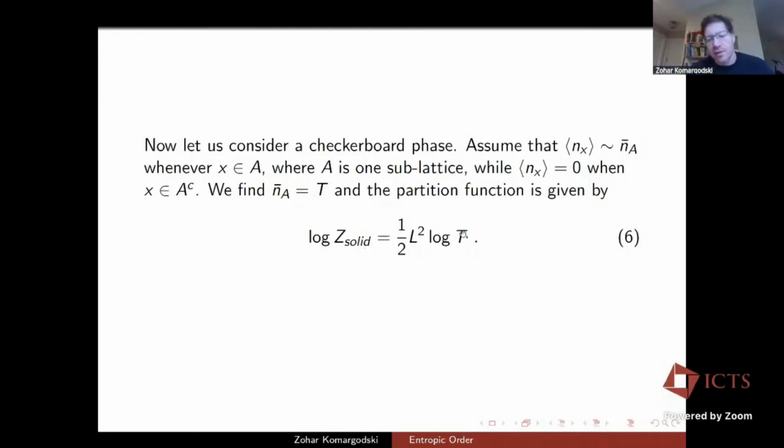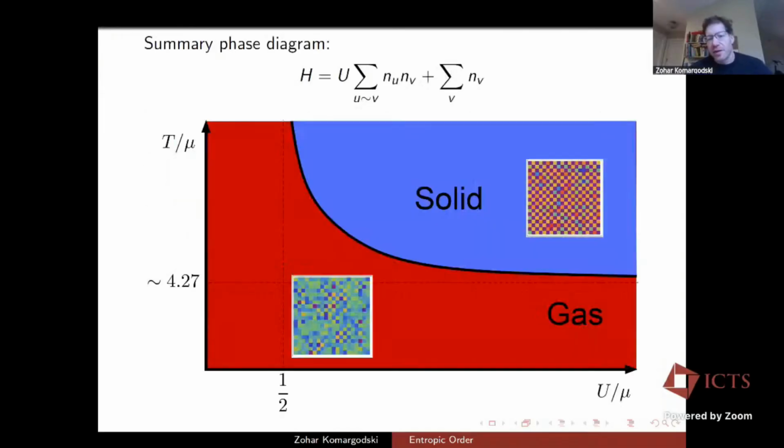Then you can calculate the partition function, you can compare the free energies, and you'll find, roughly speaking, this kind of diagram, even within mean field theory. I'll show you some diagrams soon comparing actual simulations to mean field theory, and you'll see that mean field theory is within 10% of the correct answer.